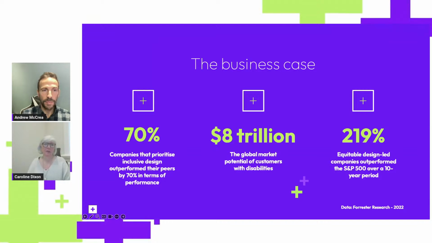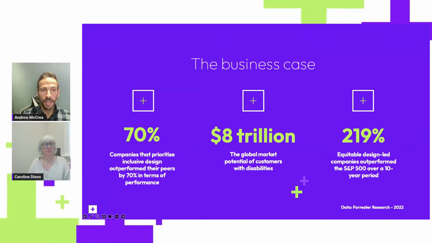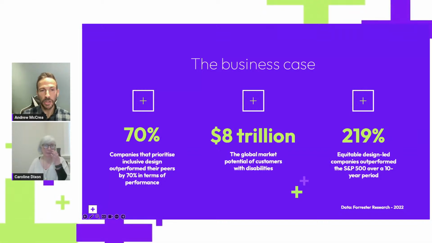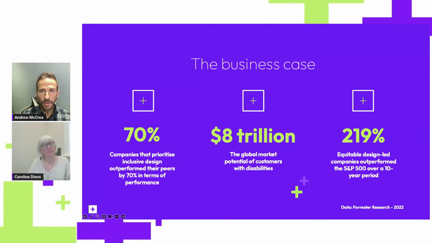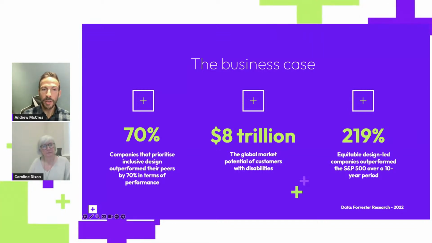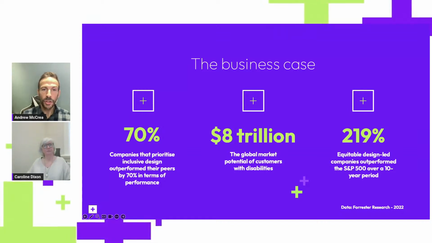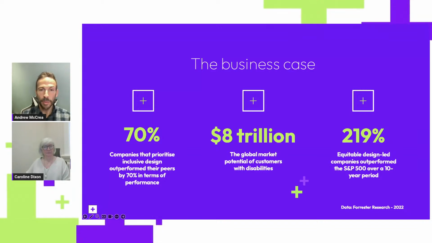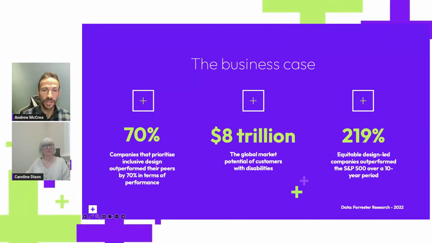70% is the performance gains that can be got by companies that prioritize inclusive design. We spoke about 8 billion being the UK spending power, but 8 trillion is what that equates to globally. 219% is the performance rating of organizations in the S&P that were design-led against the others that weren't design-led.